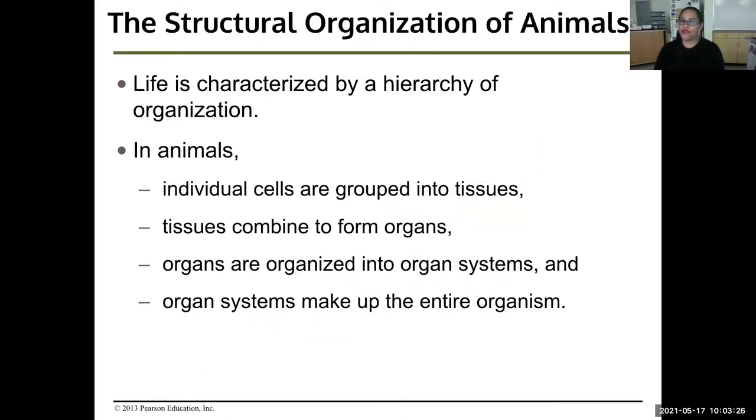And the structural organization of animals are all the same for all animals. Life is characterized by a hierarchy of organization. In animals, individual cells are grouped into tissues. Of course, there are some organisms that are just made of one cell, and that's okay. But humans are grouped this way, as are most other animals. Cells are grouped into tissues. Tissues combine to form organs. Organs are organized into organ systems, and they all work together. Organ systems make up the entire organism.